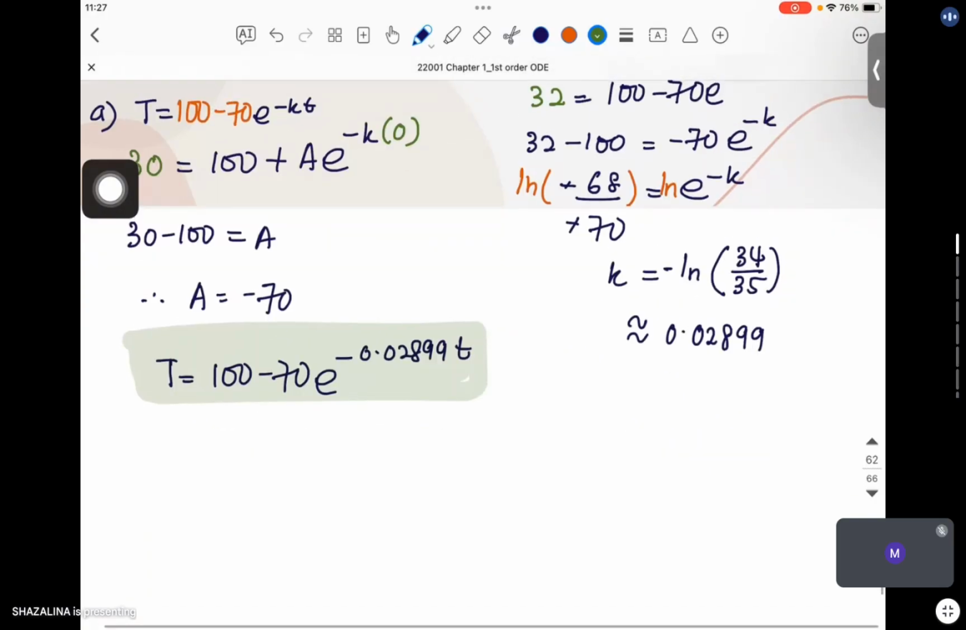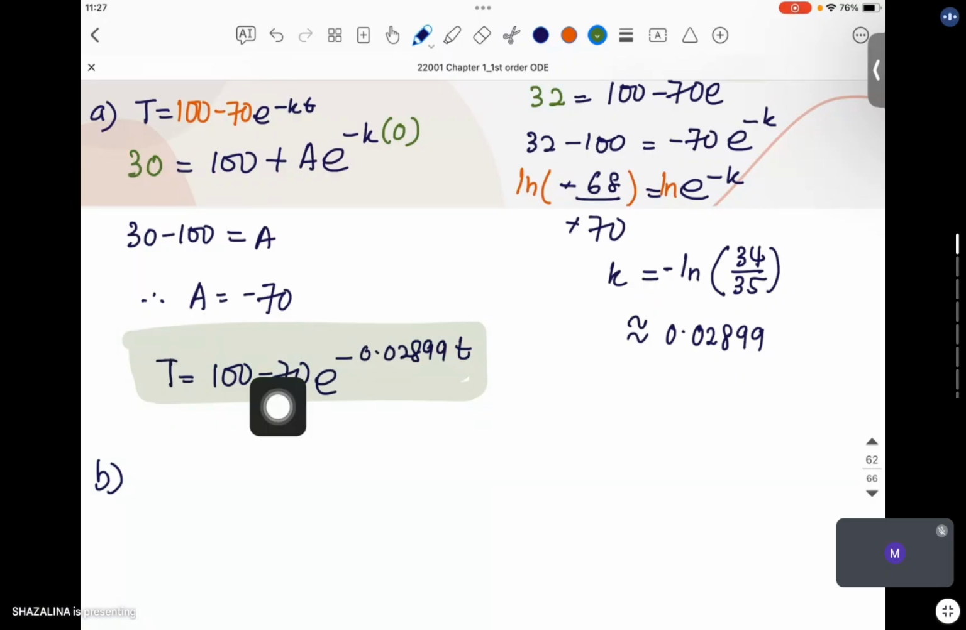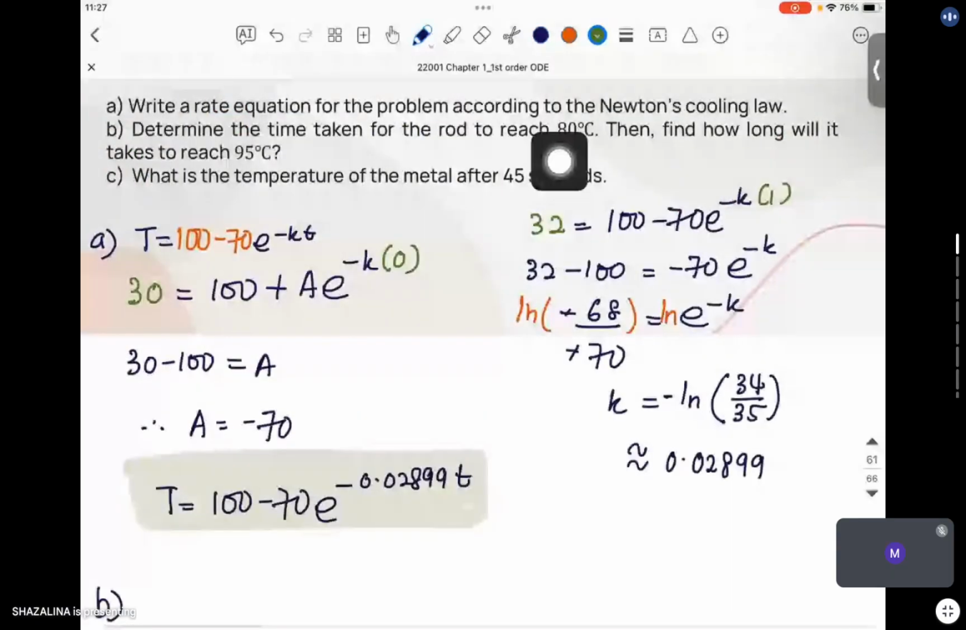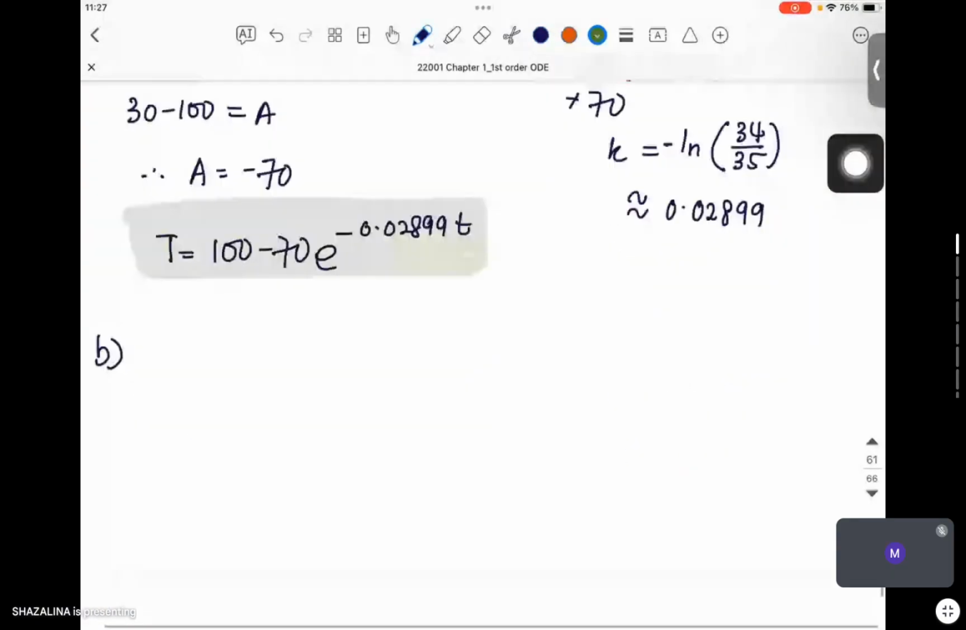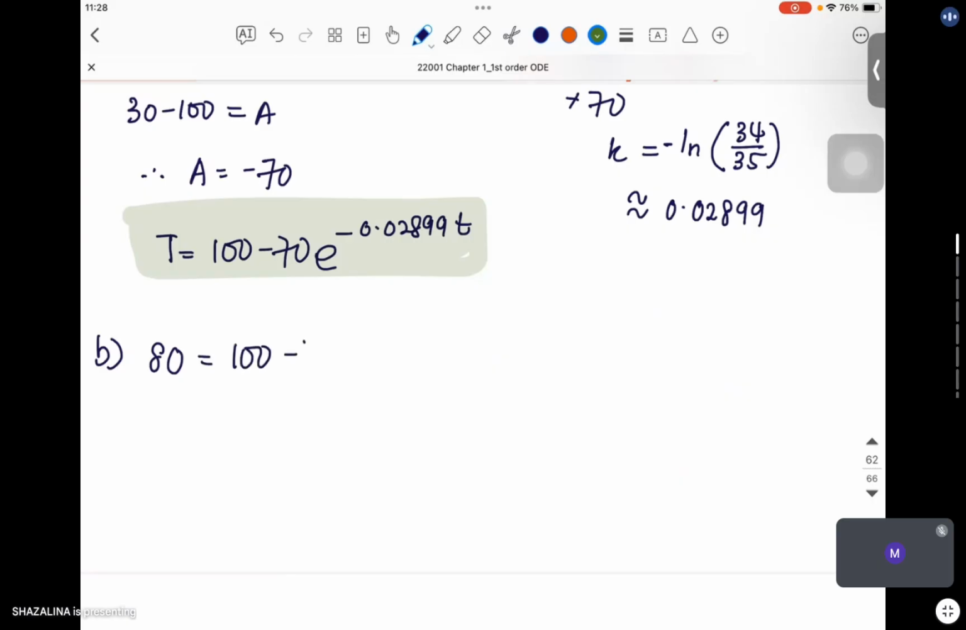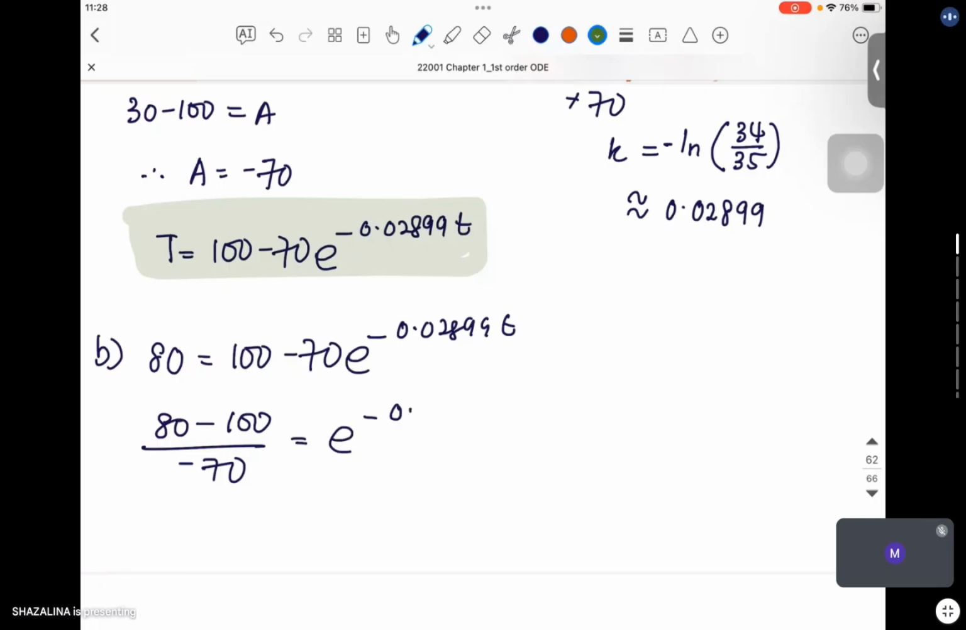So we have here B. Use the same formula here. Okay, kita nak cari first small t for the 80. So we have 80, 100 minus 70 exponent negative 0.02899 small t. So 80 minus 100 negative 70 exponent.